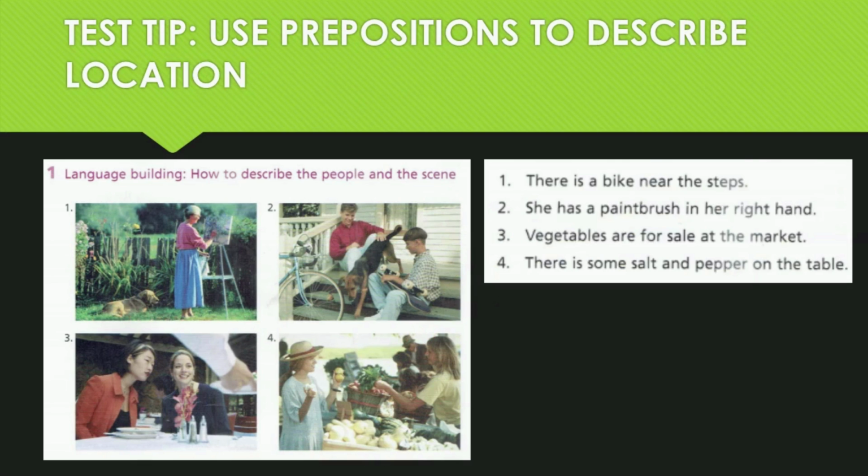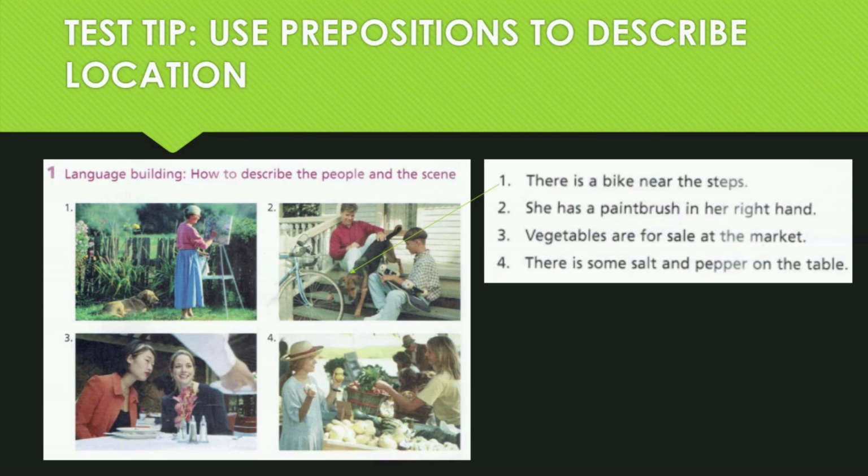Second test tip. You have to use prepositions to describe locations. So using the same set of pictures, number 1 says, there is a bike near the steps. And you see the bike in here and the steps in here, and the preposition that we used is near. There is a bike near the steps, and it describes picture number 2. Sentence number 2. She has a paintbrush in her right hand. The preposition that we use in here is in.